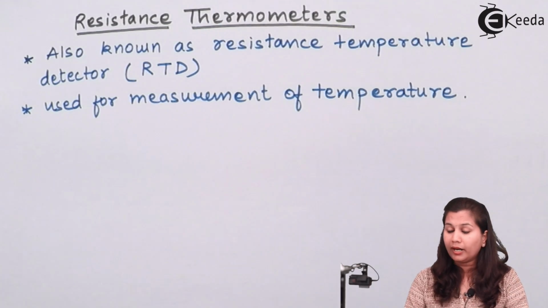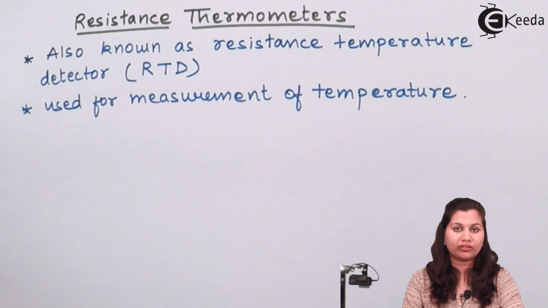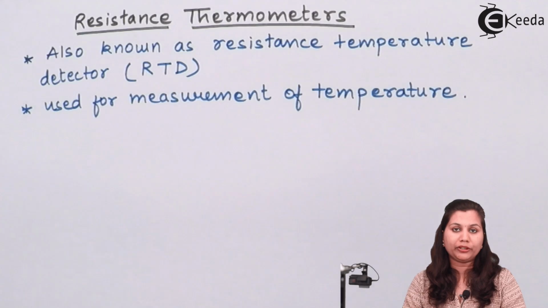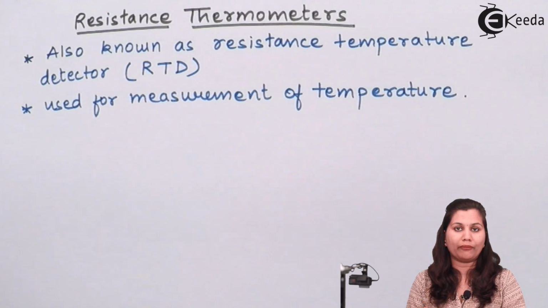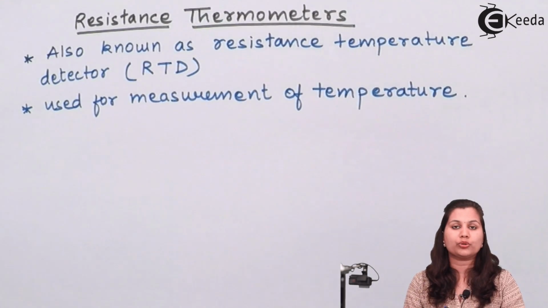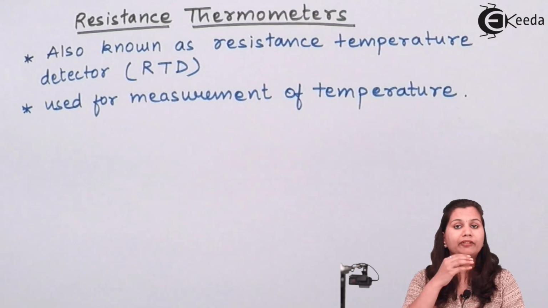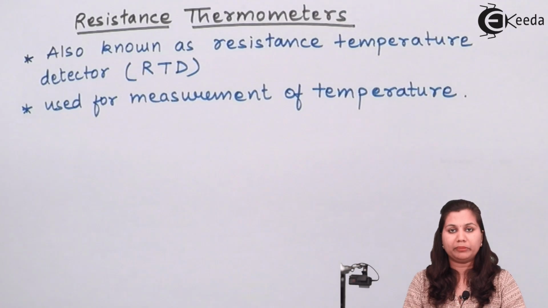Now, how is the resistance changing with respect to temperature? We know that resistance is defined as the property of the material to oppose the flow of the current through it. So in a metal or a conductor, if a large amount of current is flowing through the conductor, it means that its resistance is very low. If a small amount of current is flowing, it means that it has a high value of resistance. Now this resistance not only depends upon the current, but it also depends upon the temperature.